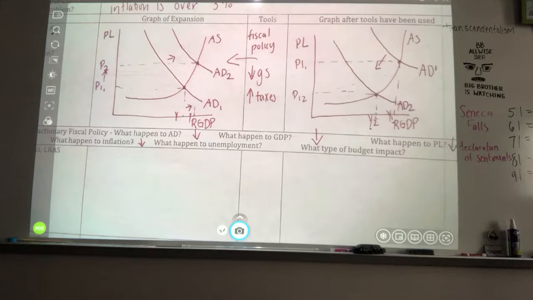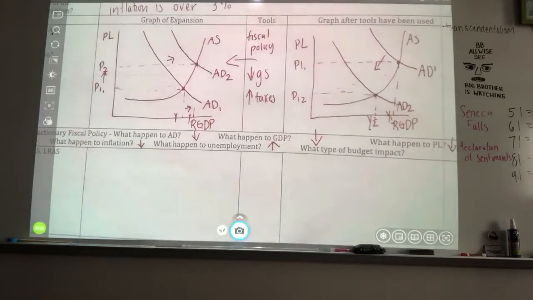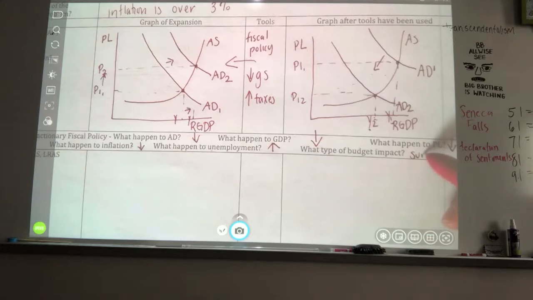It went down. What happened to unemployment? Remember, this one is always gonna go counter. So if aggregate demand goes down, GDP goes down, price level goes down, inflation goes down, unemployment is gonna go up. Because the government is taking in money in taxes, do they run a surplus or a shortage? And oftentimes they're gonna ask you what happened to aggregate demand because of this policy. We know everything goes the same way except unemployment.